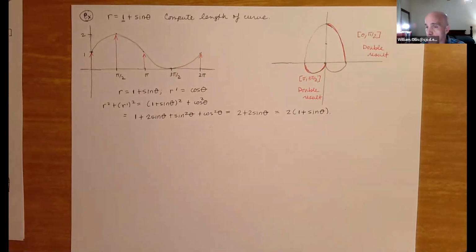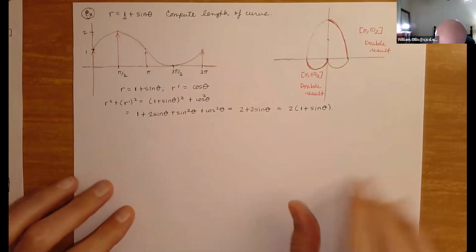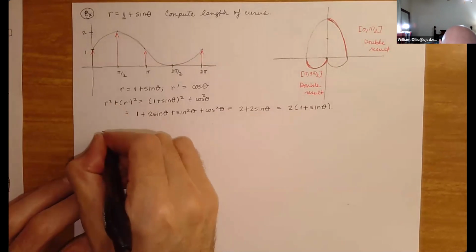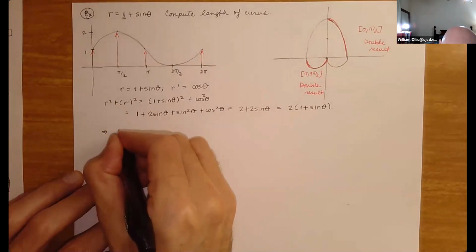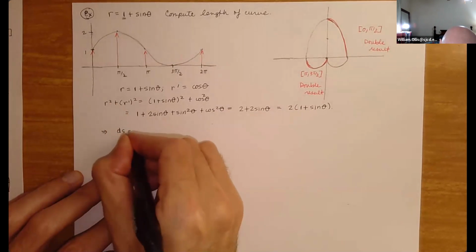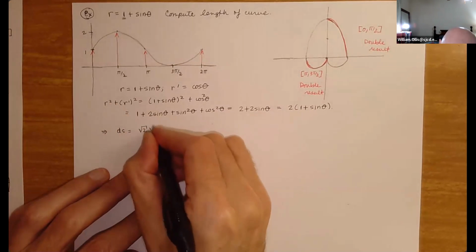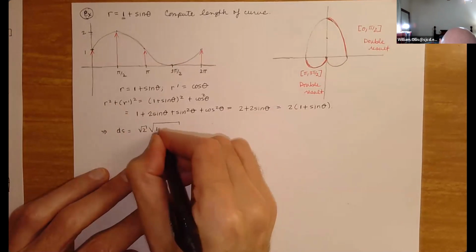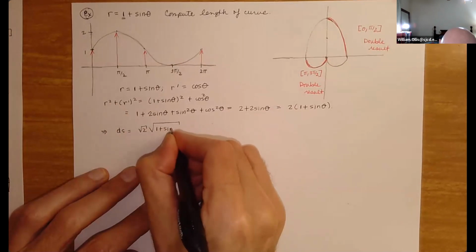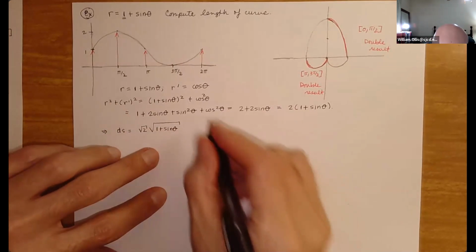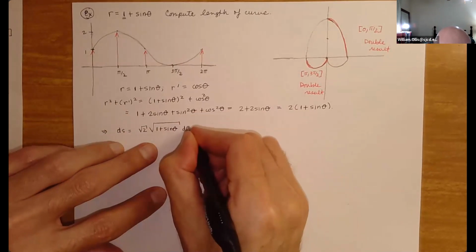No work is no evidence. Okay, so now we have ds, and we're going to operate on this first: the square root of 2 times the square root of 1 plus sine theta. And you're thinking, he's crazy. Why is he writing those radicals? He always does 1/2. I don't know. We'll just do it this way.